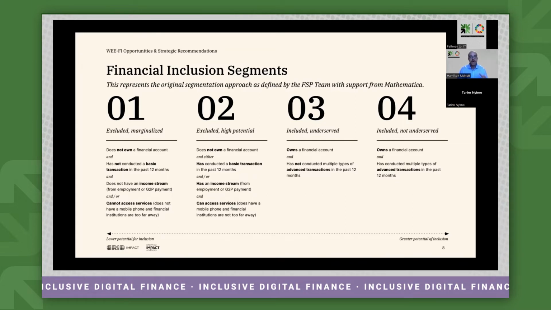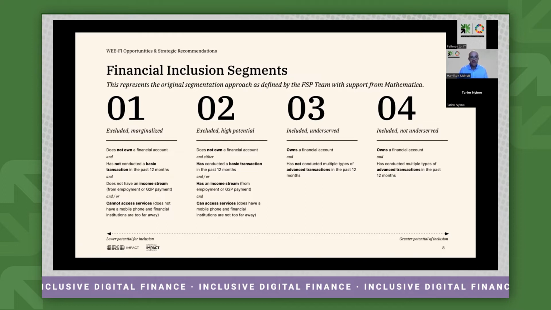But just to go over what the segmentation model looked like, we have 4 segments. Segment 1 is what we call the excluded and marginalized segment. So these are customers or people that don't have an account at all. They don't use any sort of basic transaction. They haven't done an over-the-counter transaction or any other transaction with a formal financial service in the past 12 months. They don't have an income stream that they mentioned in the Findex questionnaire. So that could be from employment, from agriculture, from having your own business, or it could be a G2P payment, but they don't have any of that.